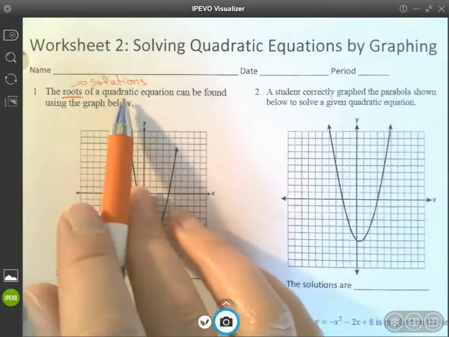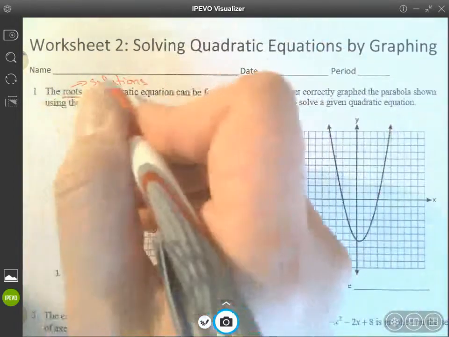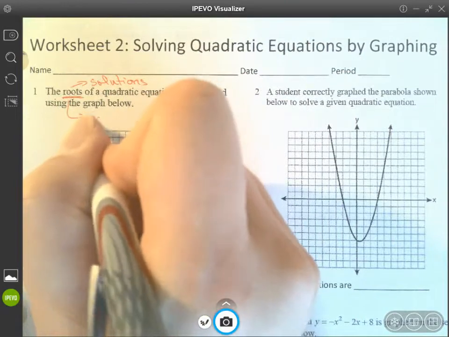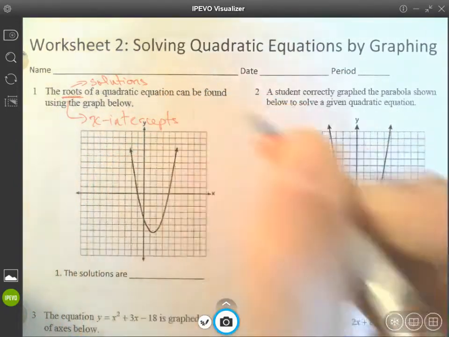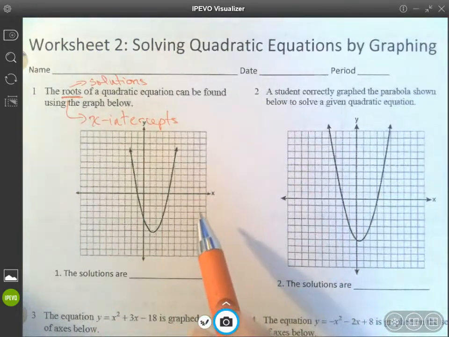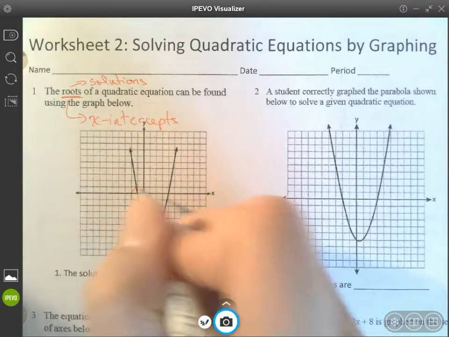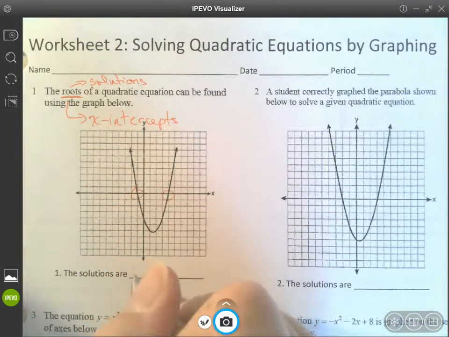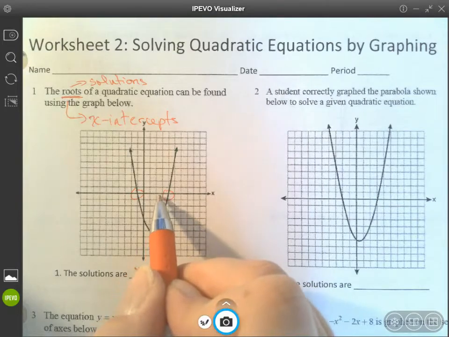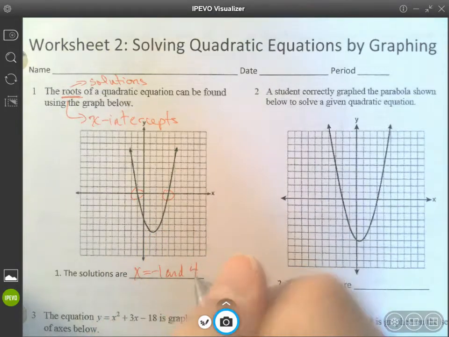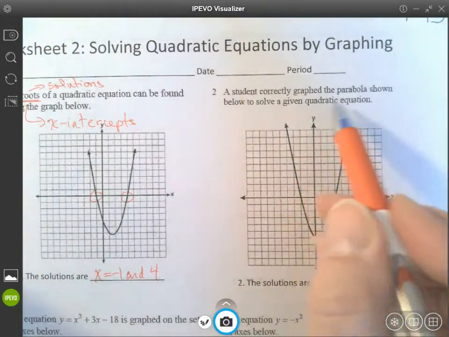So the roots of a quadratic equation can be found by using the graph below. The roots are the solutions. We're really looking again for those x-intercepts. All of this boils down to, when you're asked to solve a quadratic, is that you find x when y is 0. So your solutions are right here. X is at -1 and 1, 2, 3, 4. -1 and 4.